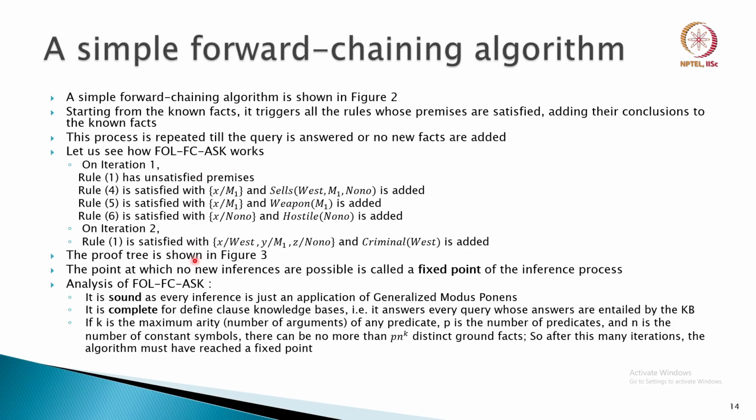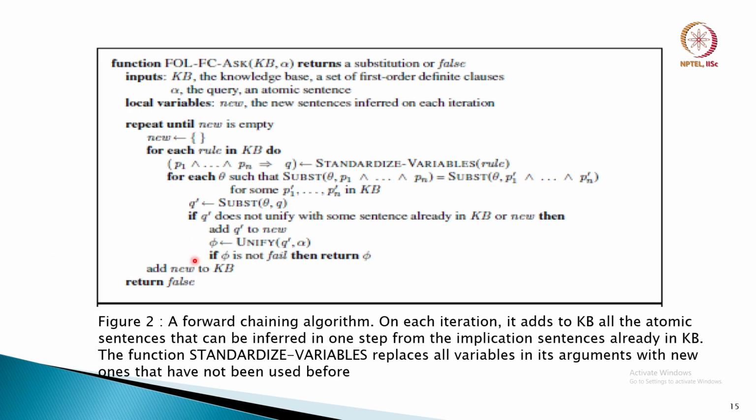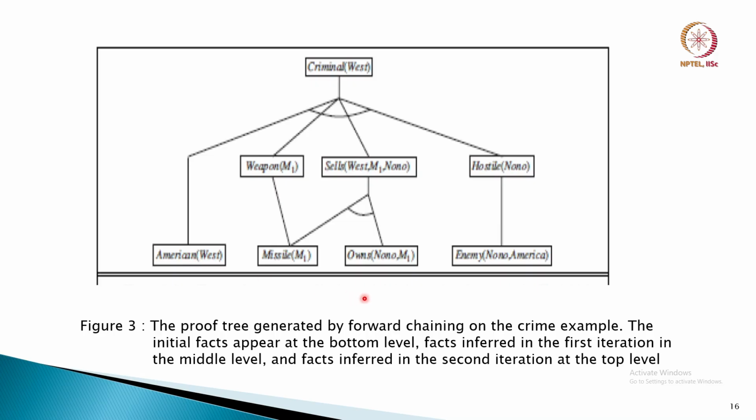Let us look at the proof tree. This is the proof tree. So you are starting with the bottom here. These things which you have at the bottom are the initial facts, and then this gives the things that you are inferring at the next level. So you are inferring weapon M1, sells West M1, no, hostile, no, is what is being inferred. And at the next level, using all these, you are able to infer criminal West. So this is what is known as your proof tree.